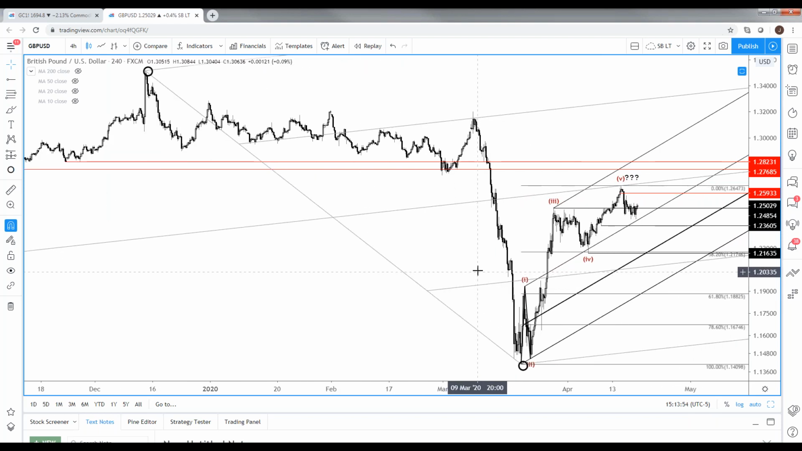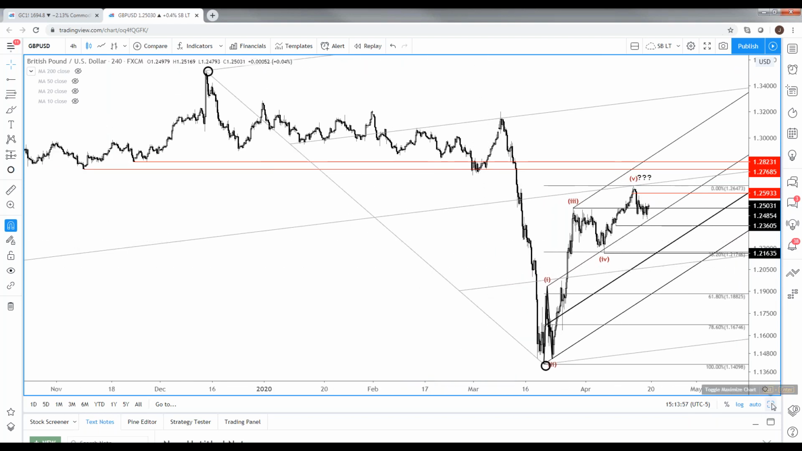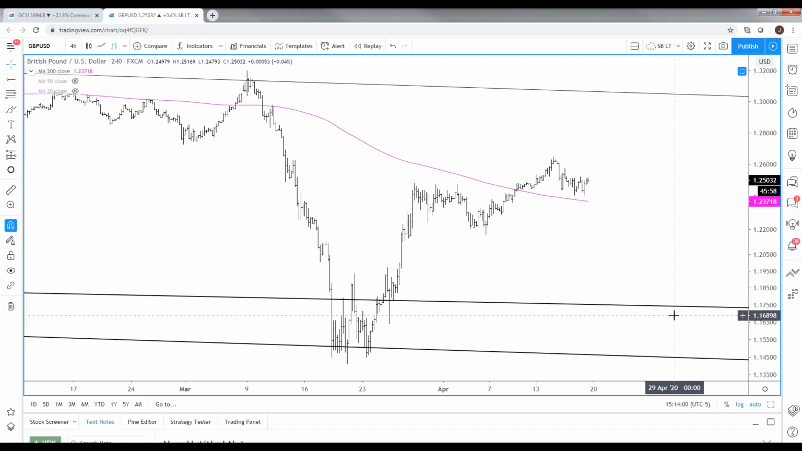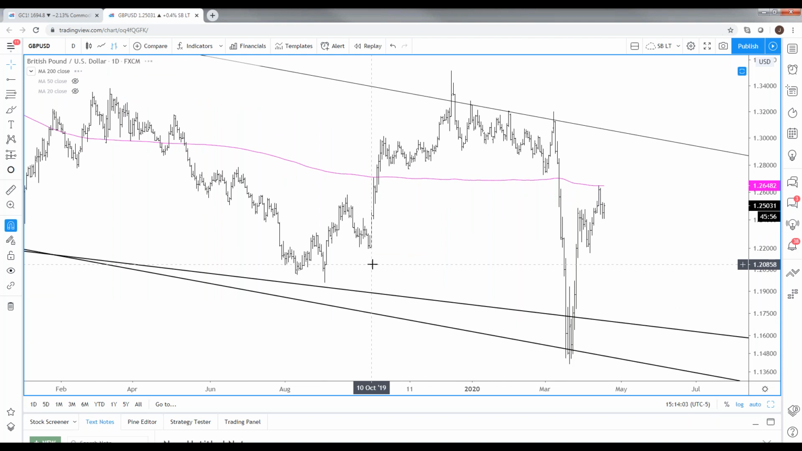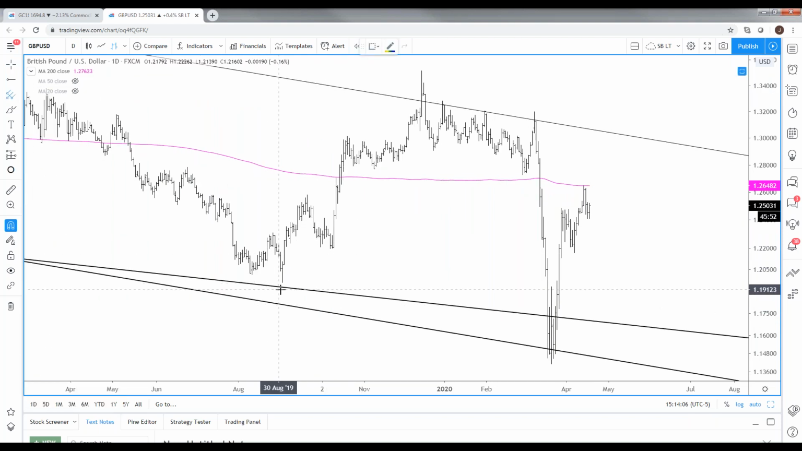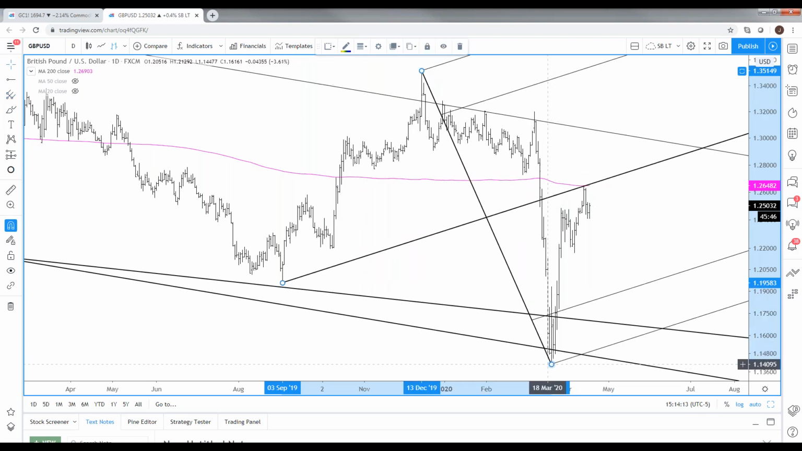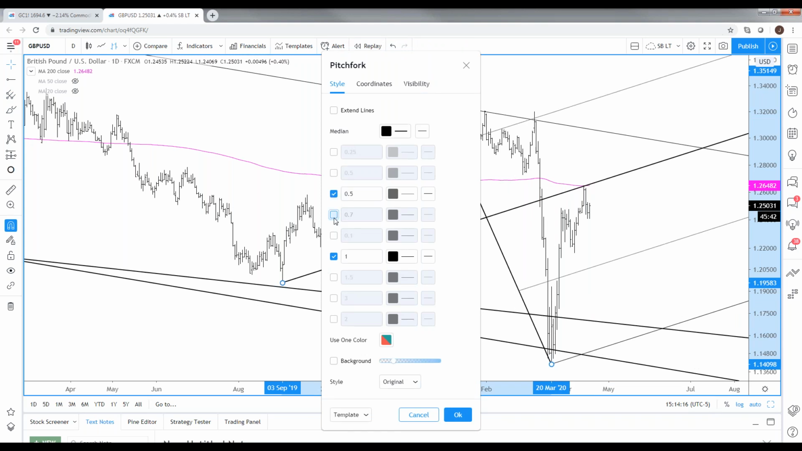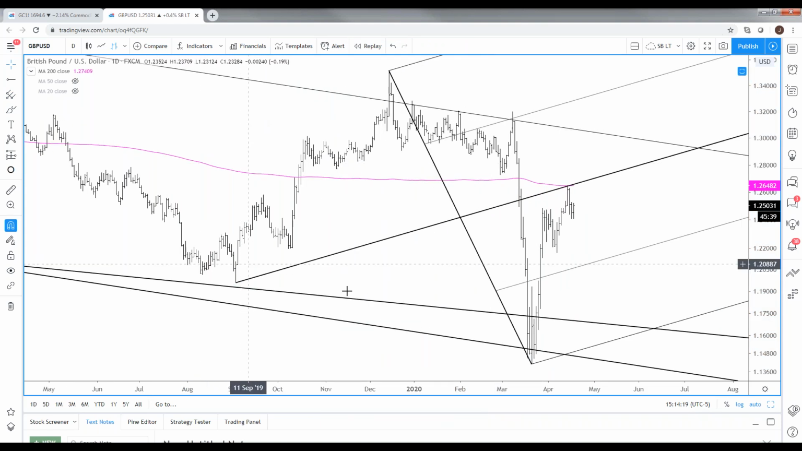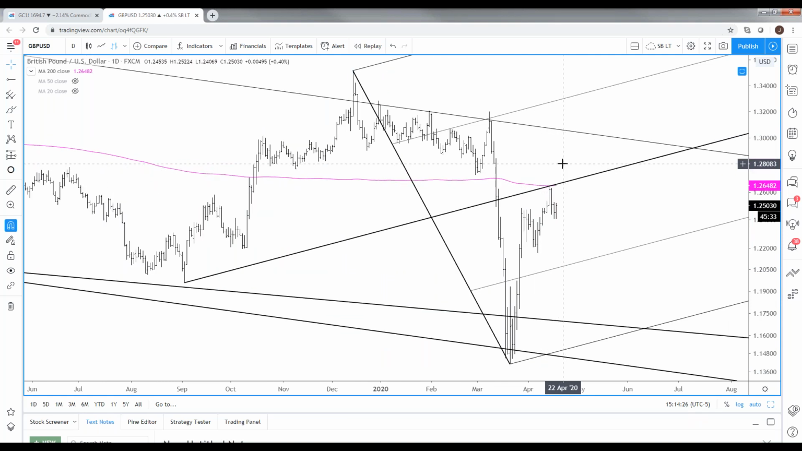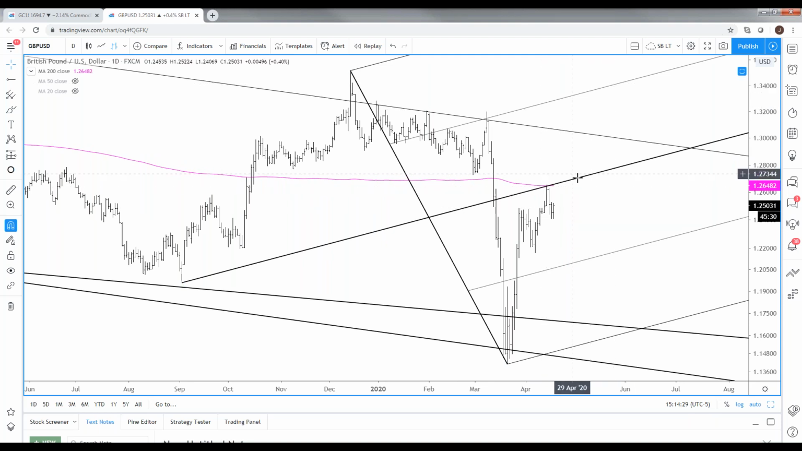But eventually, you're probably going to be thinking bigger support for cable. And another thing that I mentioned two days ago and wrote about for pound was the pitchfork. So if you use your three pivots, September low, December high, March low, you can see what's happened. We nailed that median line to the tick. It was perfect, right? When a market responds to a median line like that, it suggests that you do have something to work with in the structure, okay?